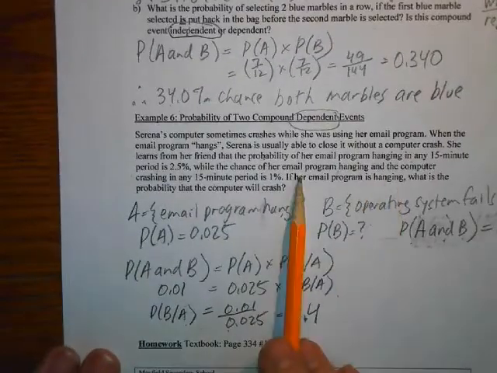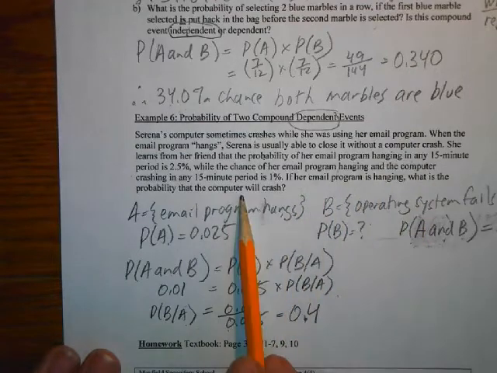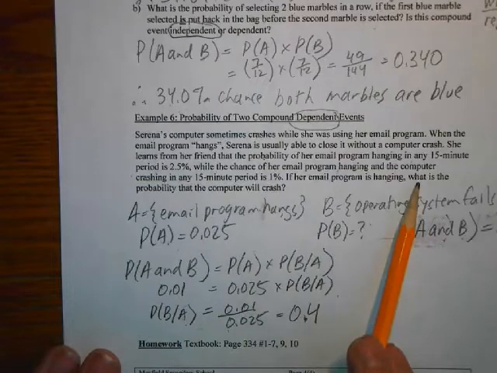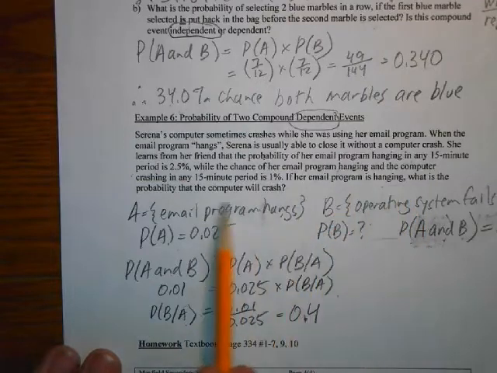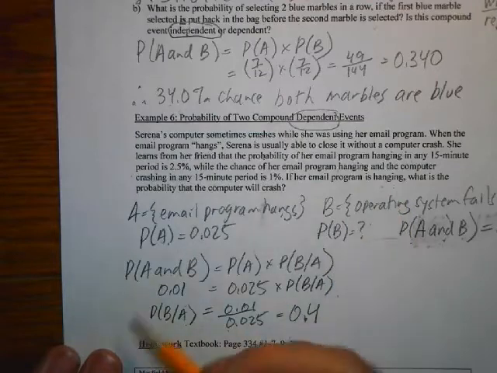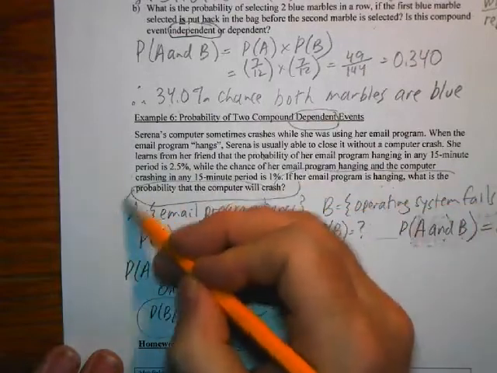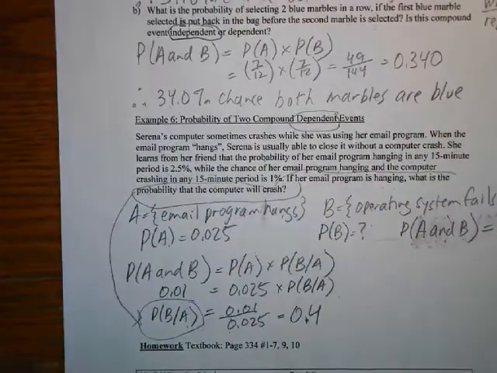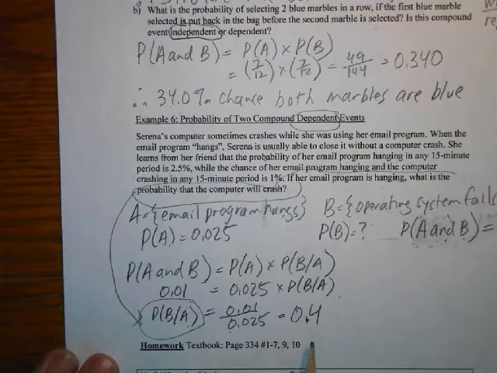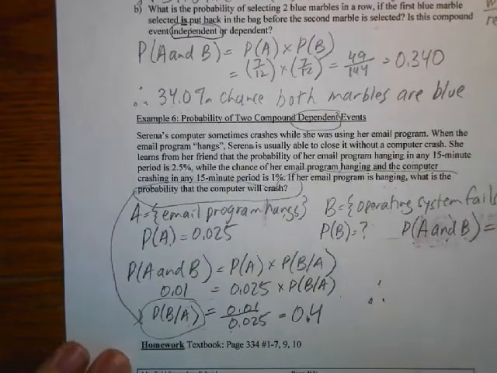Okay, so if I read the last question, if her email program is hanging, so that's a given, what is the probability that the computer will crash? So what they're asking us is the probability of computer crashing, which is B, given email program hangs, which is A. So this is actually what they're asking us. So if I tie that back there, that's exactly it. We couldn't have answered anything else given that this formula only had one unknown to solve for. So luckily that's what we got.